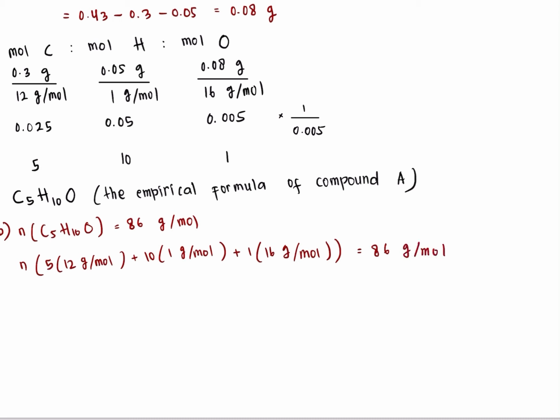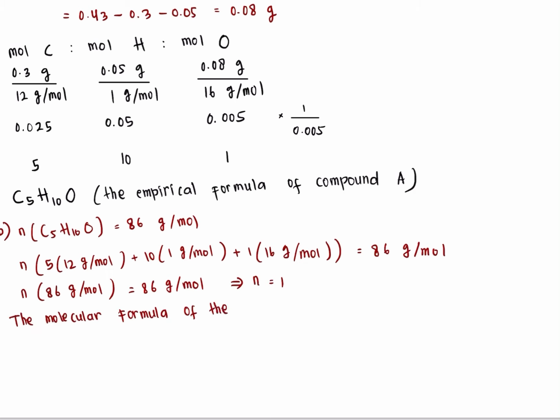Then we find that we have 60 plus 10, which is 70, and then we have 16, so we have 86. So in this case, the N value is actually 1, because this is the same number, 86 gram per mole. So we can conclude that the N value is 1. In that case, the molecular formula of the compound A is the same as the empirical formula.